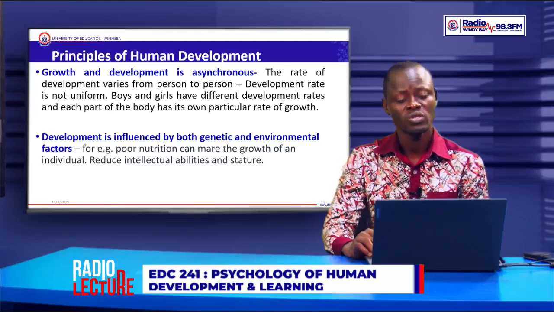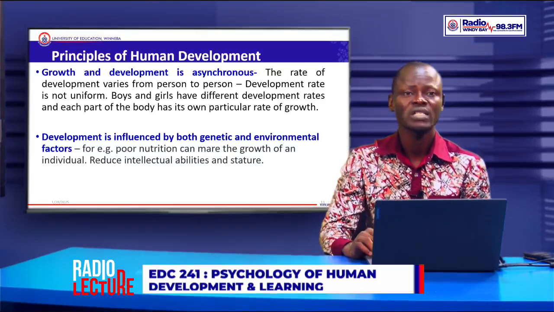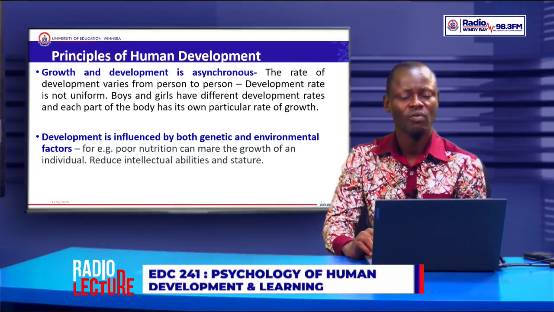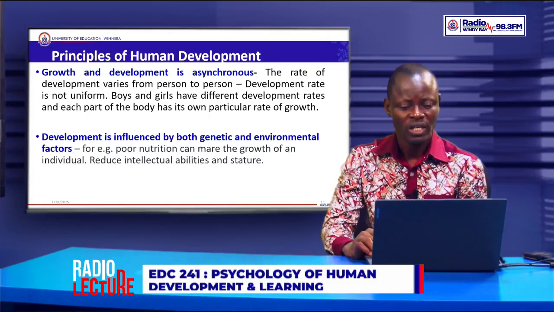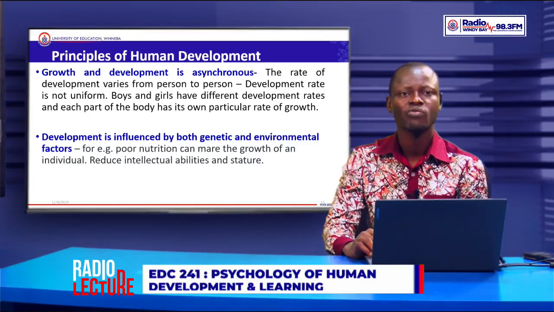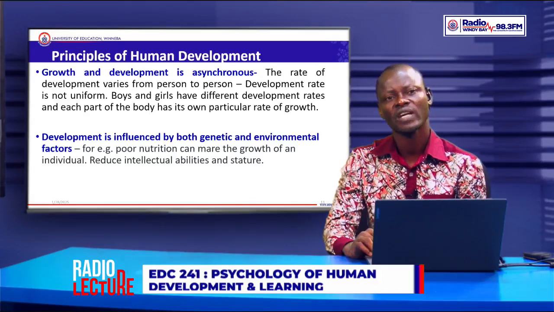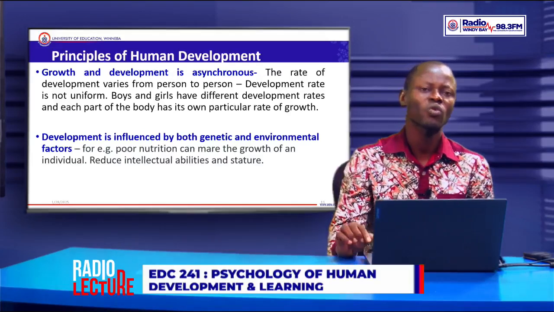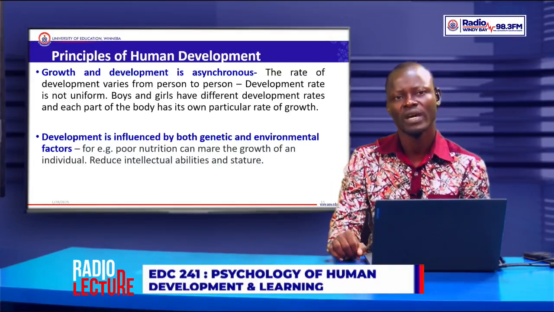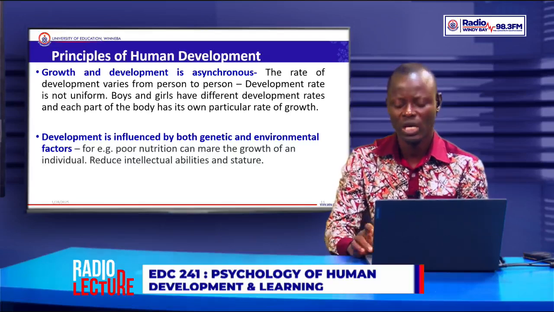So I'm also saying that development is influenced by both genetic and environmental factors. So these factors, we group them as what? Nature and nurture. Poor nutrition will have an adverse effect on the individual in terms of how you grow, and the genetic makeup of the individual, in terms of the chromosomes and the genes that you inherit from your parents, may also have an effect on how you are going to grow.